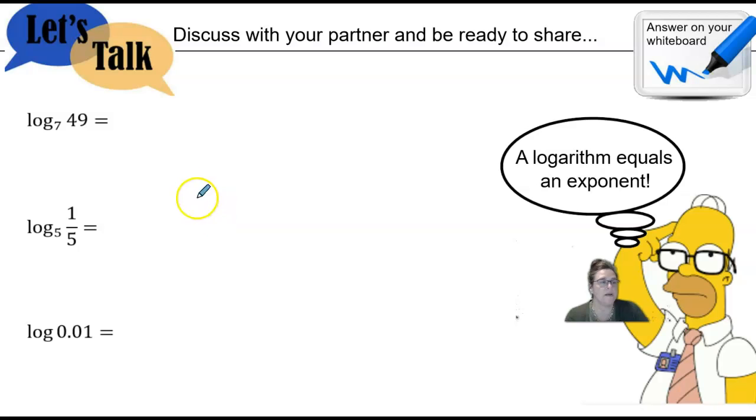Okay, so go ahead and pause the video and try these three problems on your own, and then when you're ready you can resume the video and we'll go over them together.